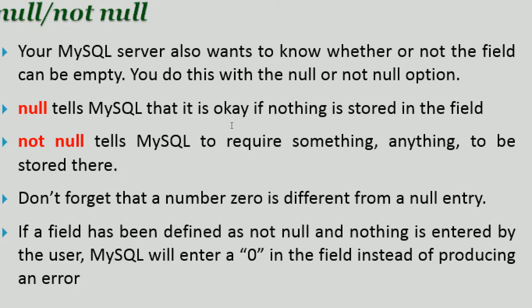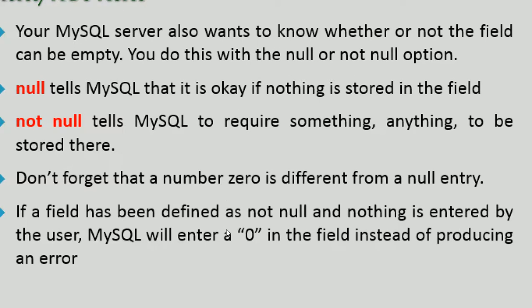If a field has been defined as not null and nothing is entered by the user, MySQL will enter a 0 in the field instead of producing an error. Clear? If you apply the not null constraint and the user leaves it empty, what will happen? MySQL, instead of creating an error, will insert a 0 by itself. Like if you apply it on commission, that commission cannot be null, and you leave the commission empty, so MySQL server will automatically enter a 0 for commission.